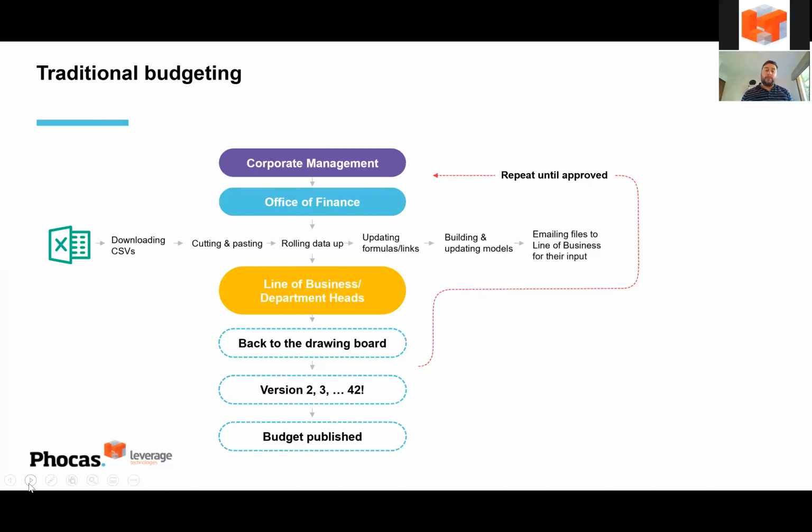We know we need to create a budget. We task the finance team with producing that budget. They do a whole bunch of downloading data, cutting and pasting, to get the data in a way that makes sense. Then it's emailed around to a whole bunch of people, collated back together, and goes back up to the top. We run through this process many, many times until a budget is produced.